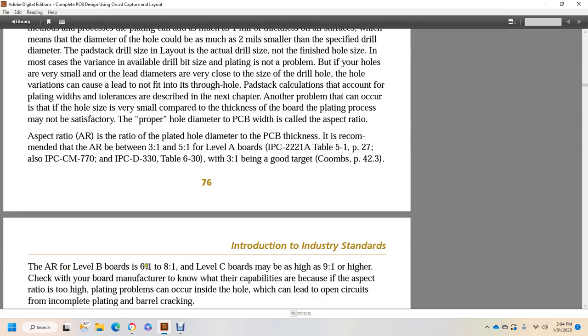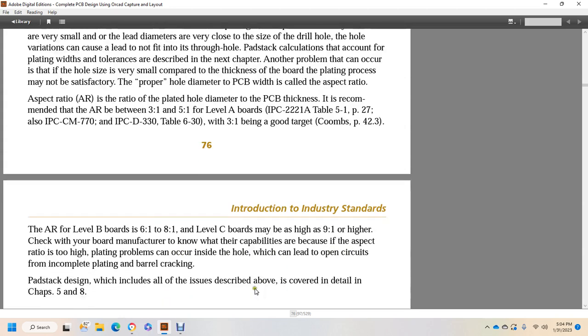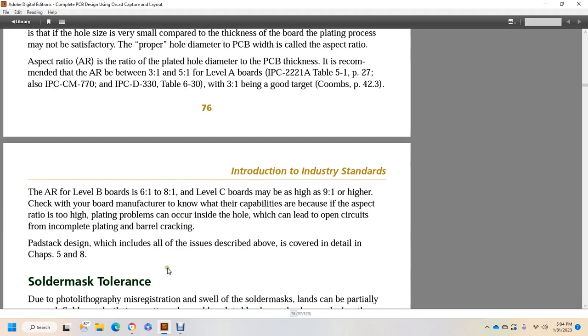AR for level B boards is 6 to 8 to 1. Level C boards may be as high as 9 to 1 or higher. Check with the board manufacturer to know what the capabilities are, because if the aspect ratio is too high, plating problems can occur inside of the hole, which can lead to open circuits with incomplete plating and barrel cracking. Pad stack design includes all issues described above and is covered in detail in Chapters 5 and 8.